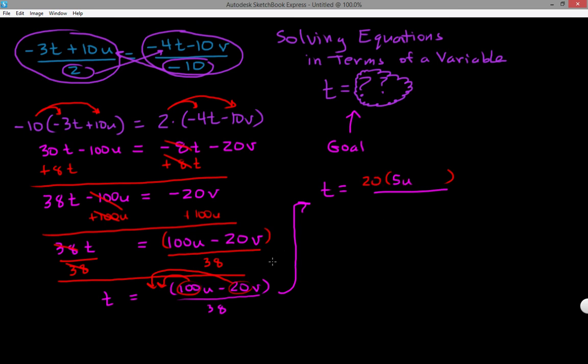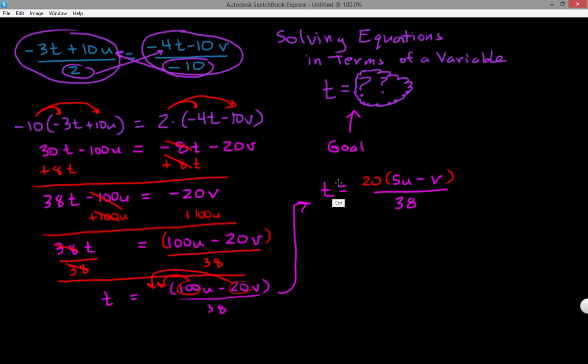And then I'm going to do the same thing right here. I had a minus 20v, but I pulled a 20 out. So what's left over? Well, 20 times minus what would give you minus 20v? You should just think about a plain old v. 20 times the minus v would give you minus 20v. Okay? So I pulled a 20 out of all that. And now I still have a 38 in the denominator. Now here, this is looking pretty good, but we're still not quite done.